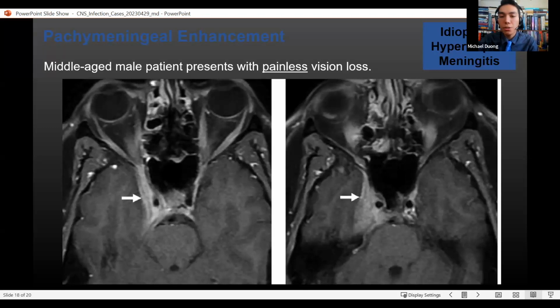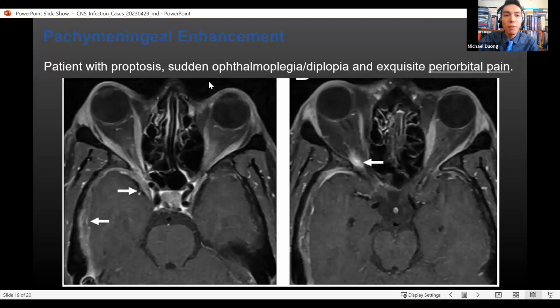Compare that to this companion case, also pachymeningeal enhancement. This person with proptosis of the right eye, as well as sudden onset of ophthalmoplegia, so palsy, as well as double vision, and really substantial, exquisite periorbital pain. And they ended up having, see here, pachymeningeal enhancement of the anterior temporal lobe around the middle cranial fossa, as well as the orbital apex, things on the differential, cavernous sinus thrombosis, orbital apex syndrome.